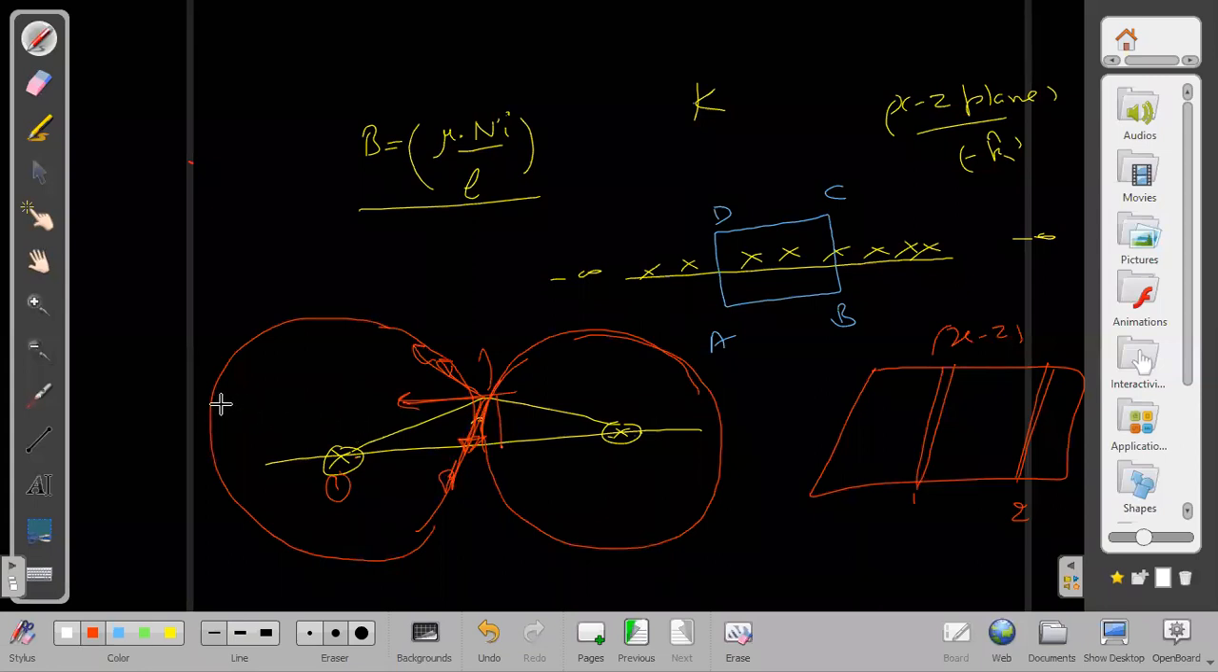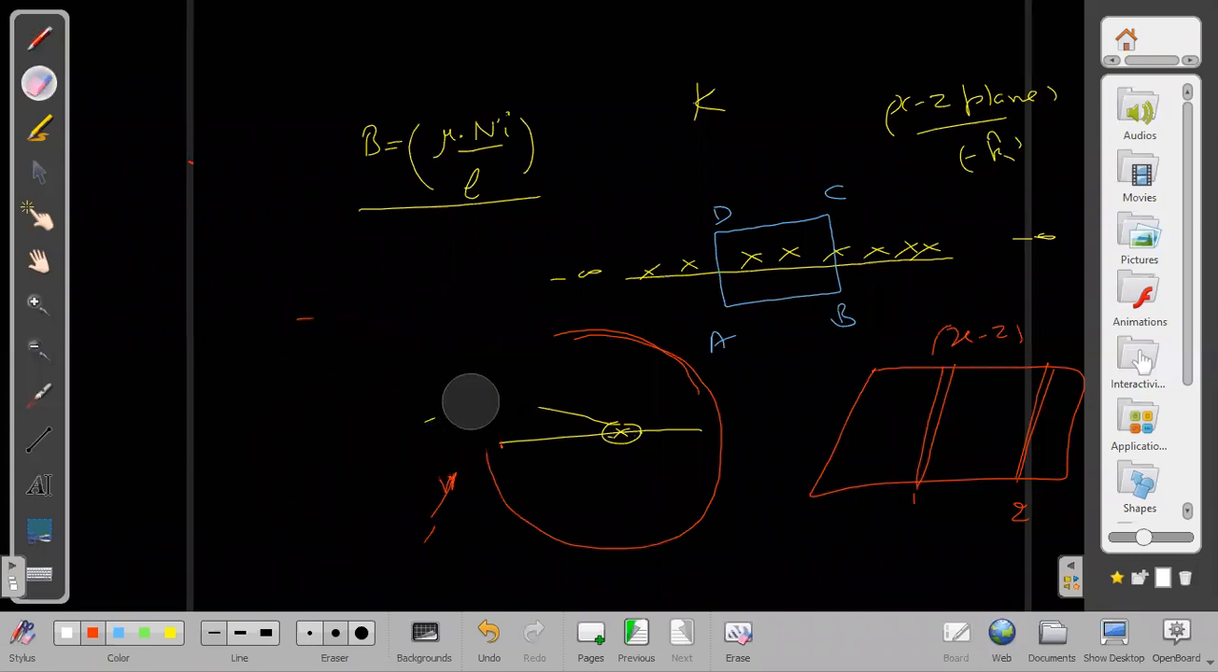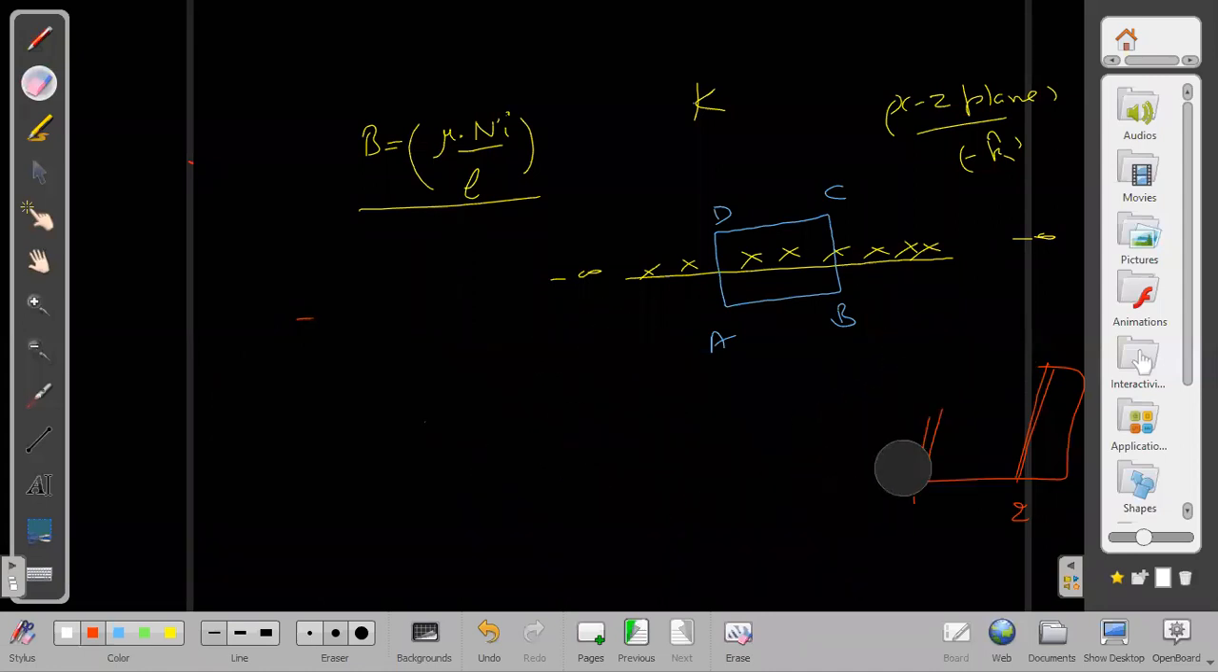Yes. Similarly, I can take all such elements in pairs, and the field will always finally come out totally along the x-axis only, minus x-axis if we are above this current carrying sheet. If we are below this, then it will be along positive i cap, and here it will be along minus i cap. It will be perpendicular to AD and perpendicular to BC. So the contribution will be due to DC and due to AB.